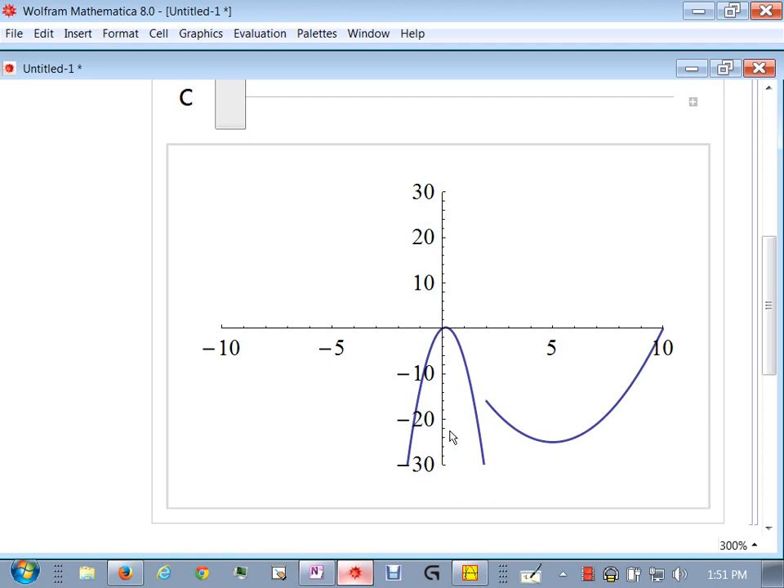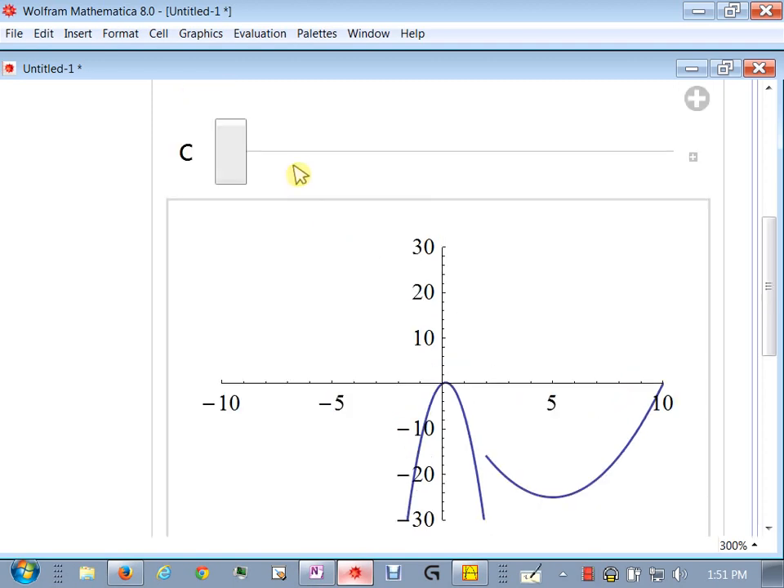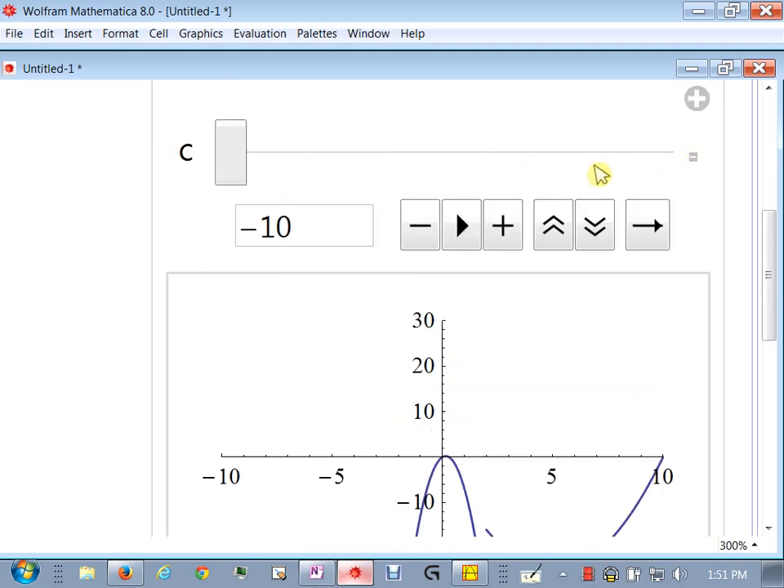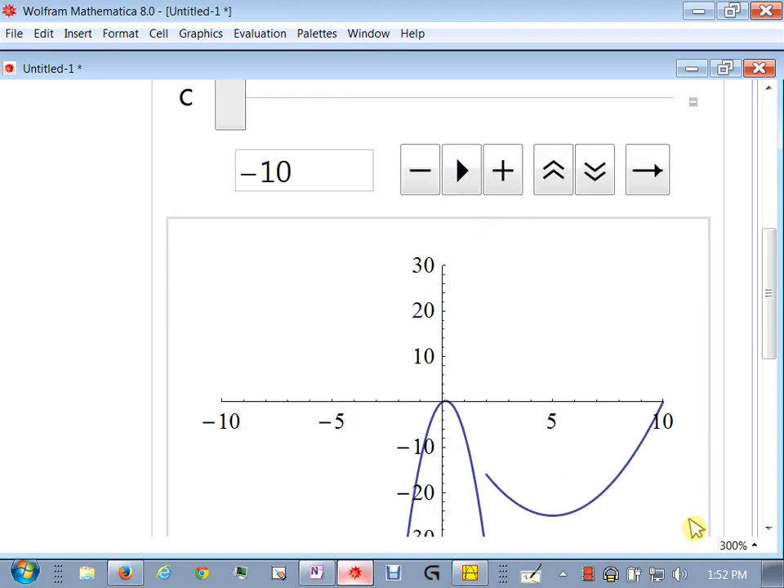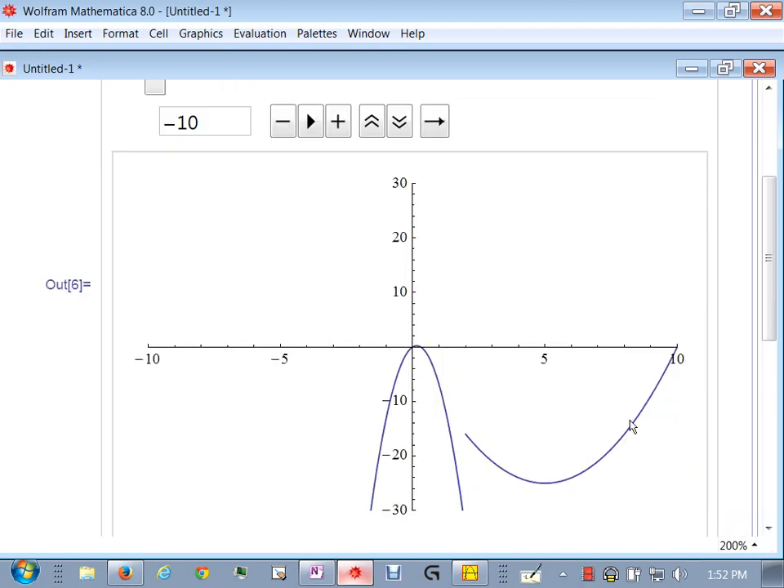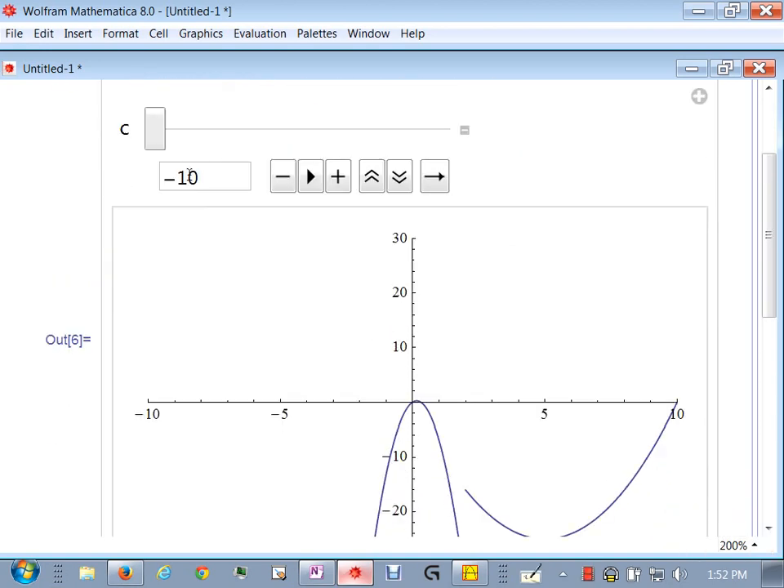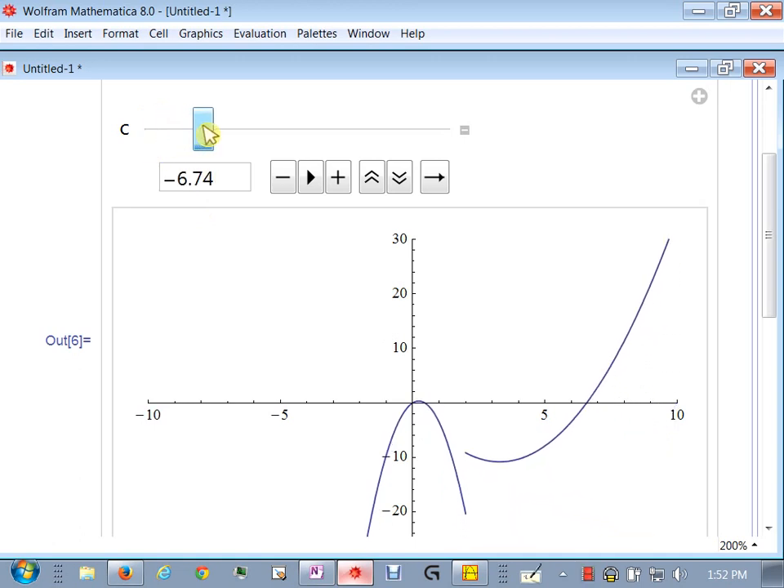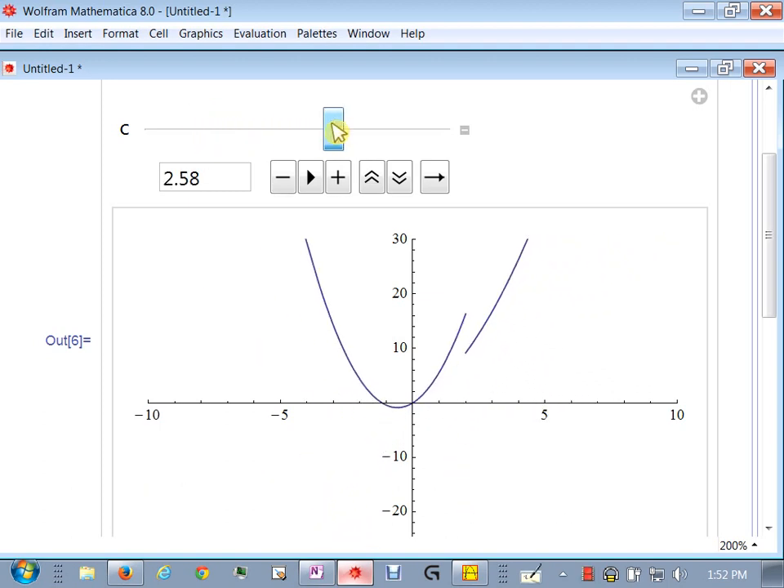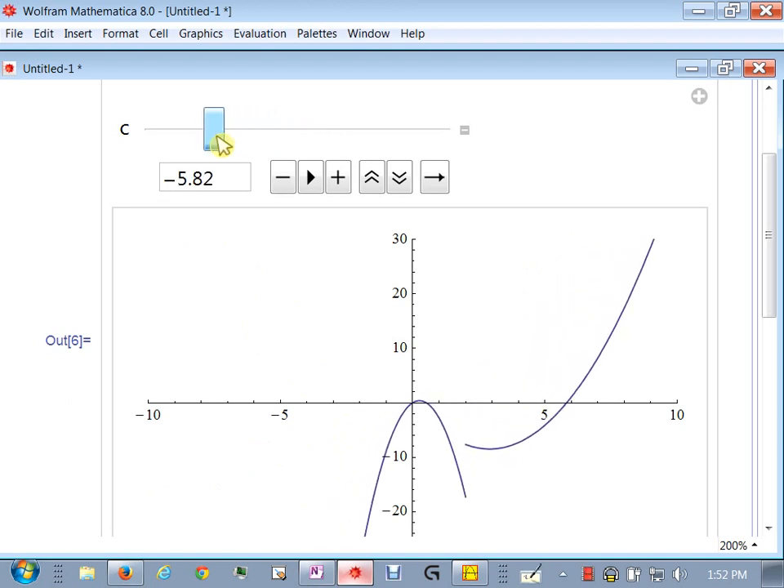Okay. So I had two parabolas, right? One like this, one like this. And this is my control of the c value. All right, so I'm going to control c, and watch how these graphs move. As I control c, see how they're moving? See that? And we were trying to figure out the c that worked, that brought them together to make them continuous. Does that make sense?